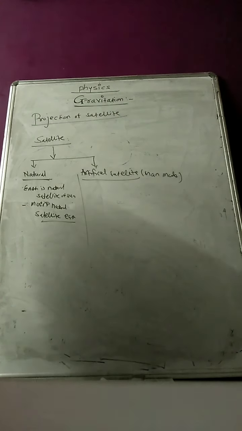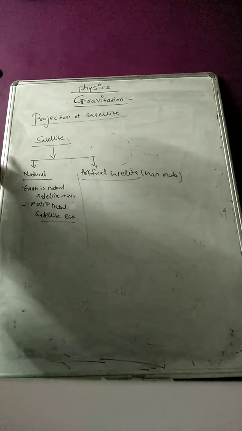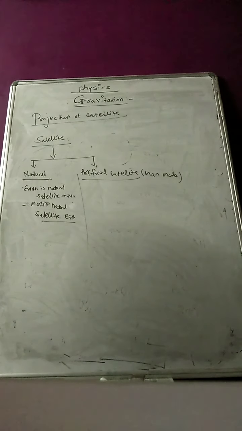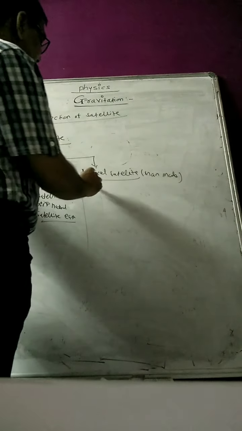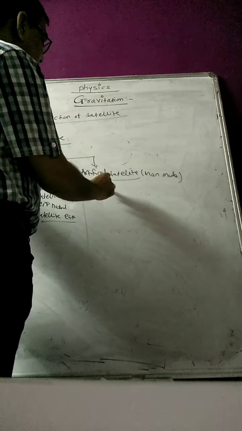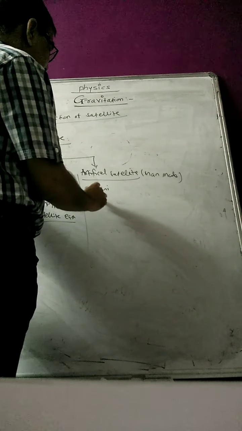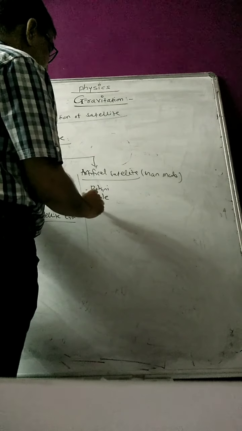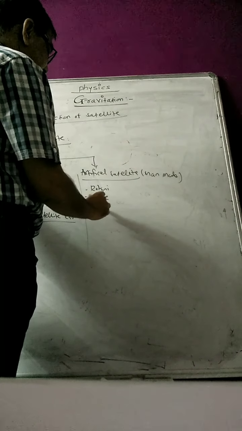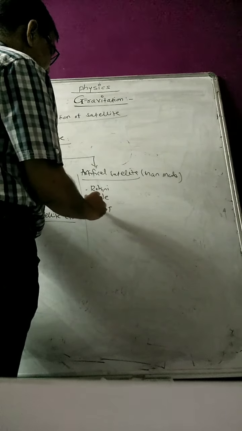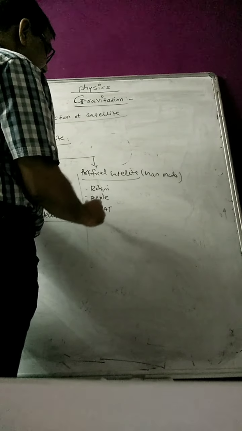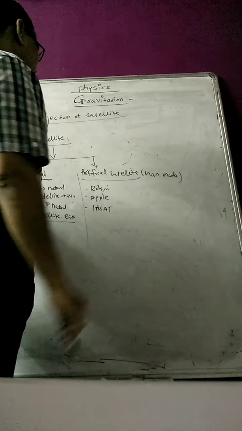Which are those? For example, Aryabhatta, INSAT, Apple, Rohini. These are Indian satellites. So these are the artificial satellites.